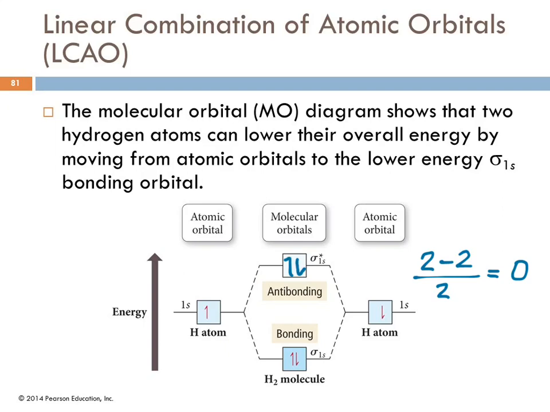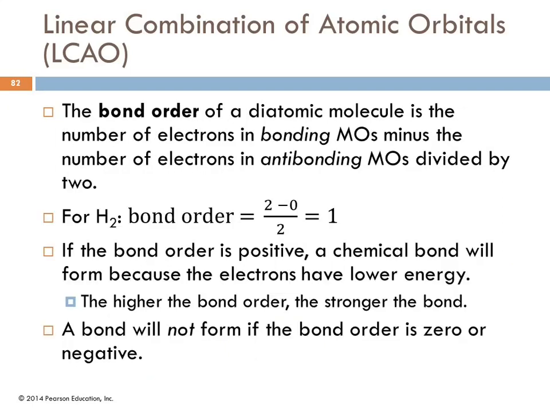So the bond order helps us to recognize or predict if the bond actually forms or not. So the more electrons you have in bonding orbitals, the stronger the bond, and the more you have in the non-bonding or anti-bonding orbitals, the weaker it becomes. And that kind of makes sense.